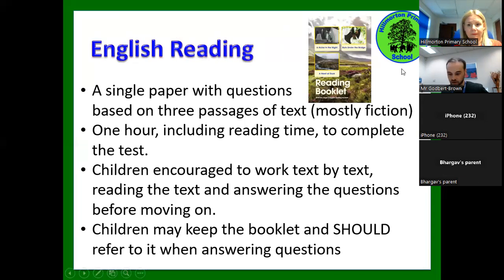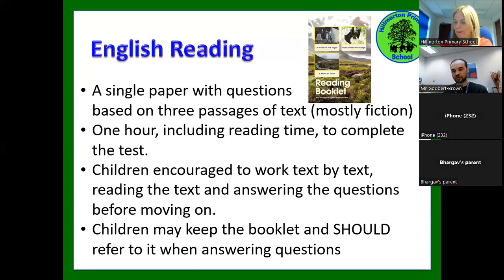All right, so now we're going to go through what the papers actually look like, and show you some examples. So starting with English reading, what you can see up here is one of the reading papers from last year. So they get a single paper with questions based on 3 passages of text. They're mostly fiction, but sometimes you'll have a range, sometimes you'll have a poem, a piece of non-fiction. It varies. They get 1 hour, including the reading time, to complete the test.